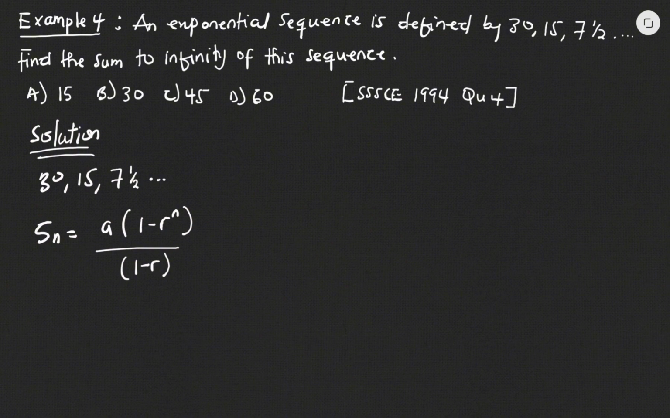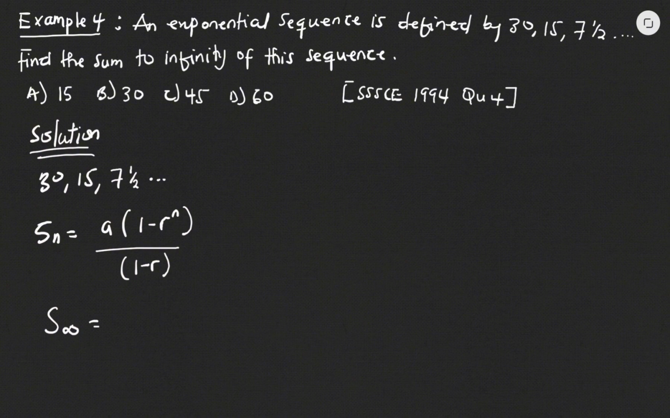Note that in this case, we're asked to find the sum to infinity. If they say we should find the sum to infinity, it becomes S infinity, and then that will be equal to, now, 1 minus a number raised to infinity. A number raised to infinity will be very small, so that it becomes negligible. It will never be 0, but it gets closer to 0. So that will be negligible.